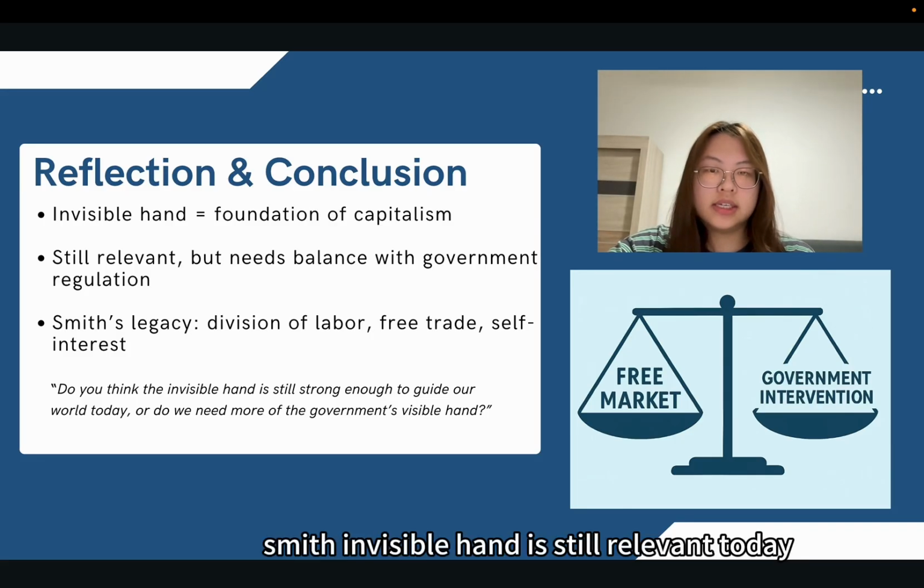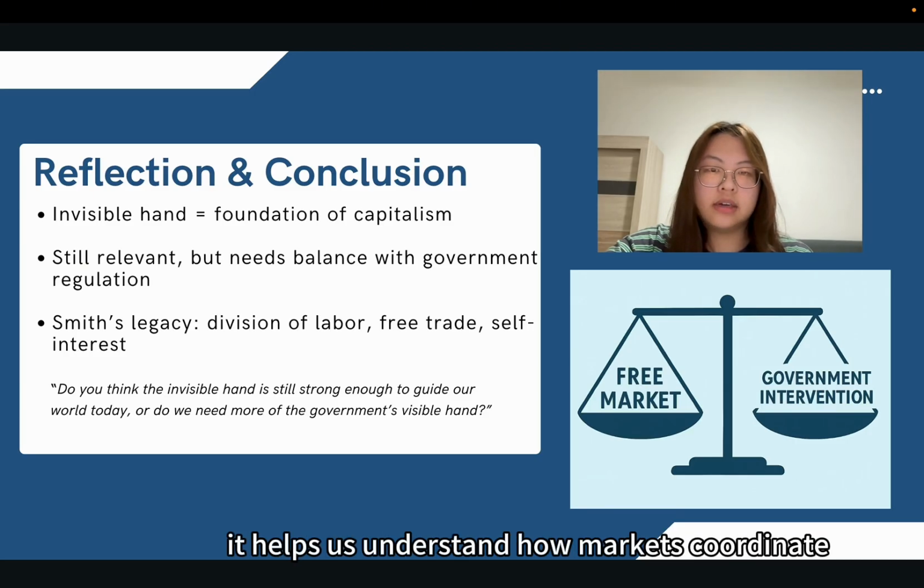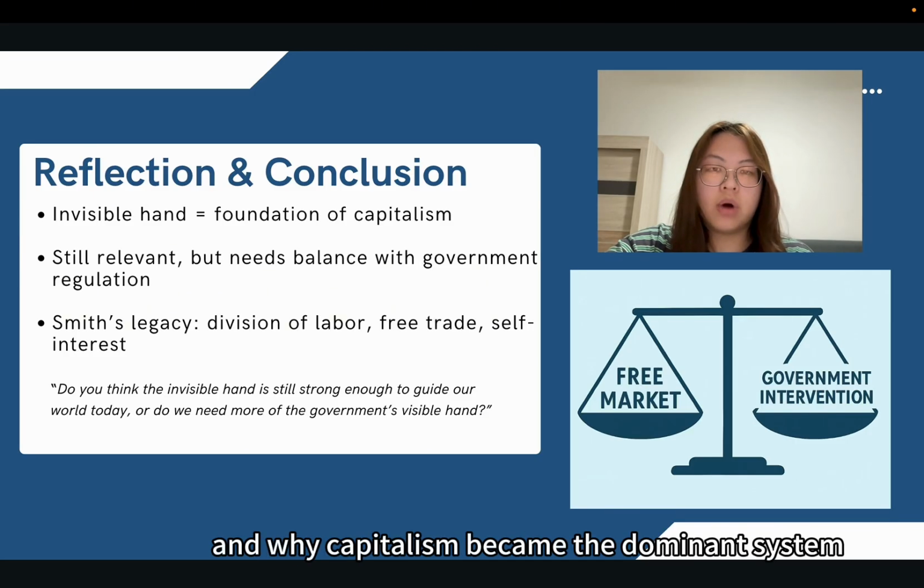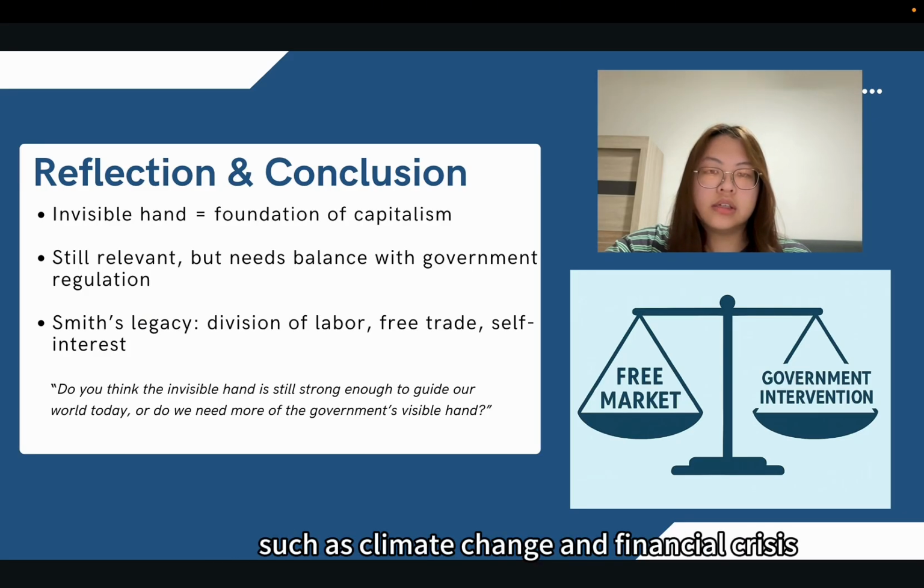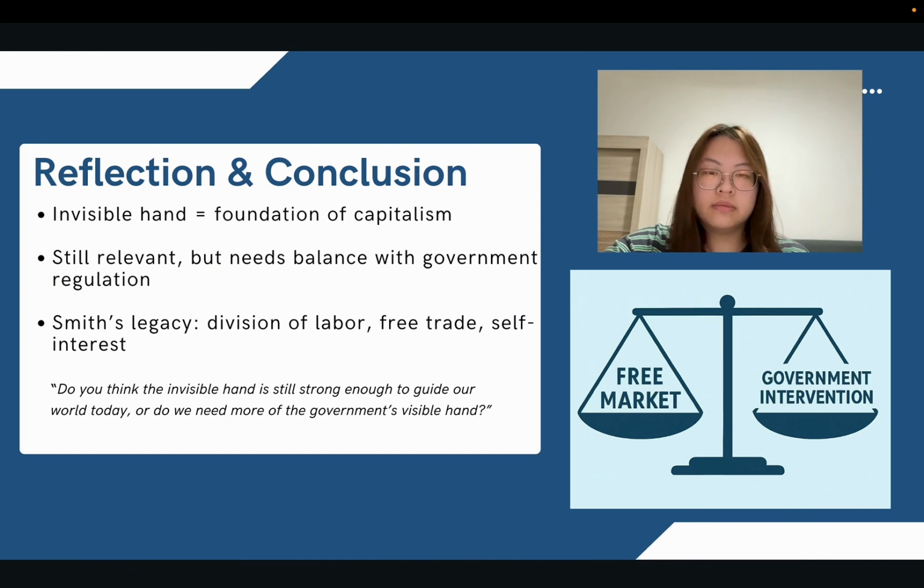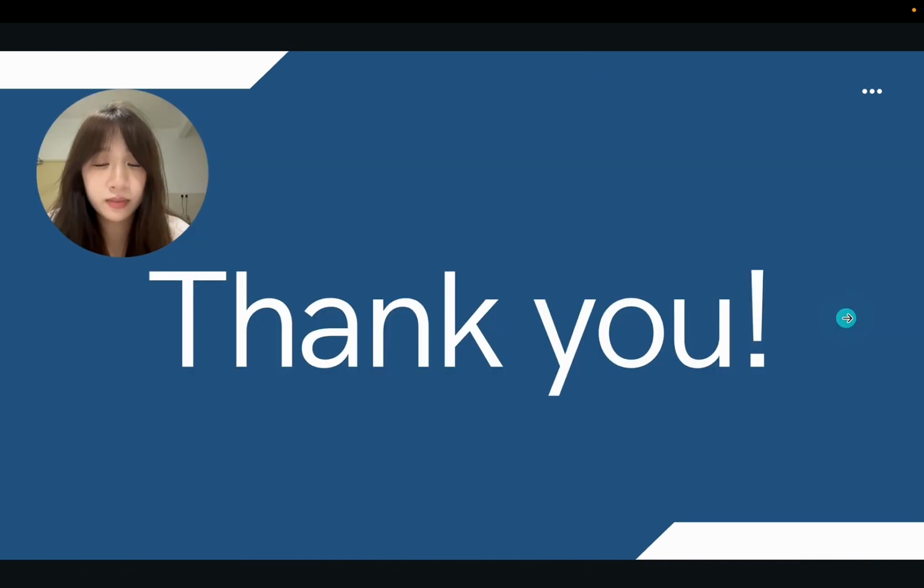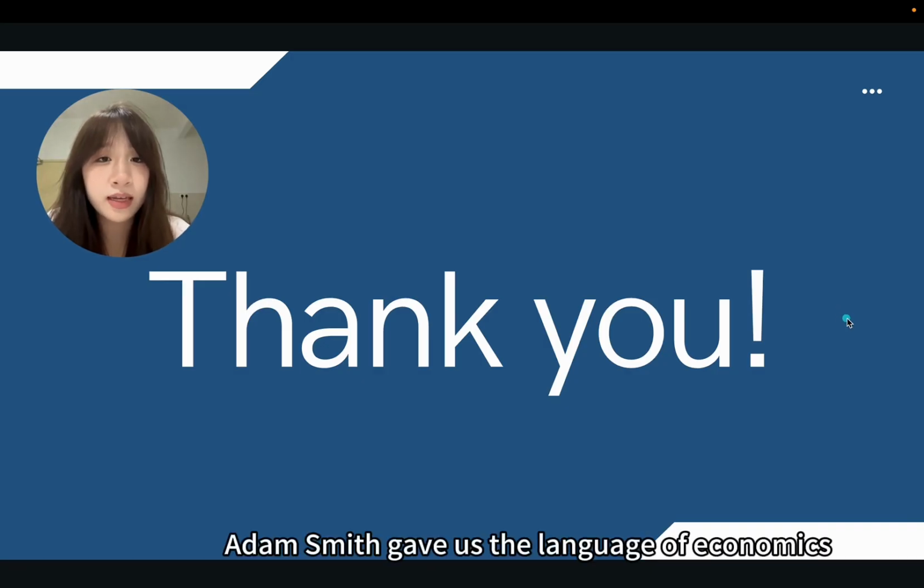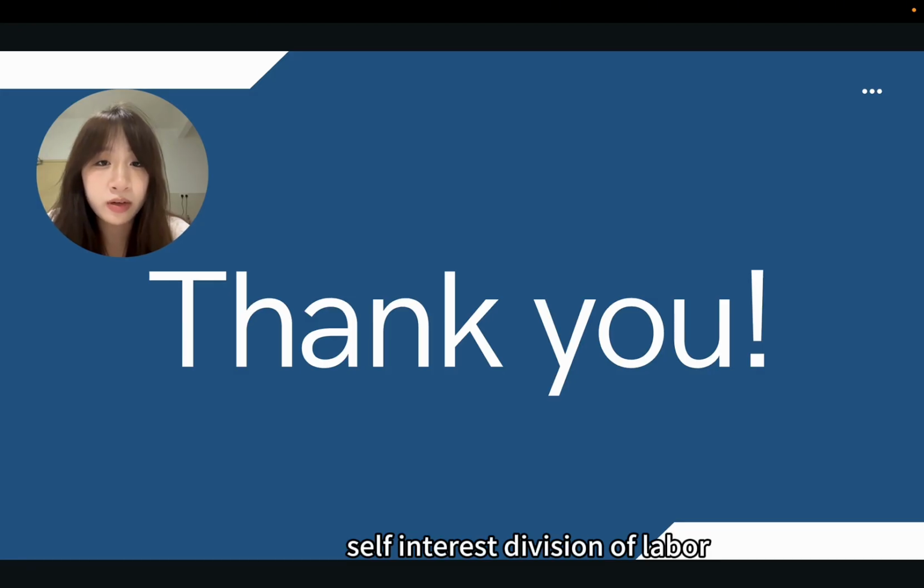Smith's invisible hand is still relevant today. It helps us understand how markets coordinate and why capitalism became the dominant system. But modern challenges such as climate change and financial crises remind us that markets need the visible hand of government too. In conclusion, Adam Smith gave us the language of economics: self-interest, division of labor, free trade, and of course the invisible hand. These ideas shaped modern capitalism and continue to influence the world.